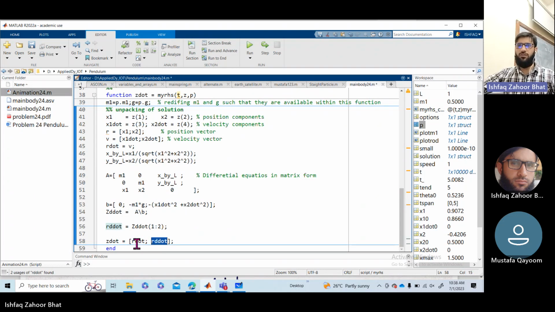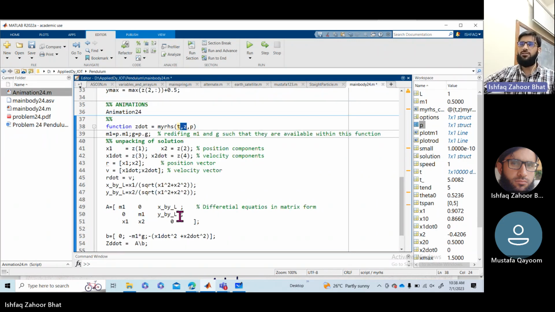Okay, so we got our velocity and we got our acceleration. Now we will feed these two, and these two will be stored in this Z dot. So Z dot has how many components? Two velocity components and two acceleration components, so basically it has four components. We will integrate this Z dot to get this Z. So how will we do this?